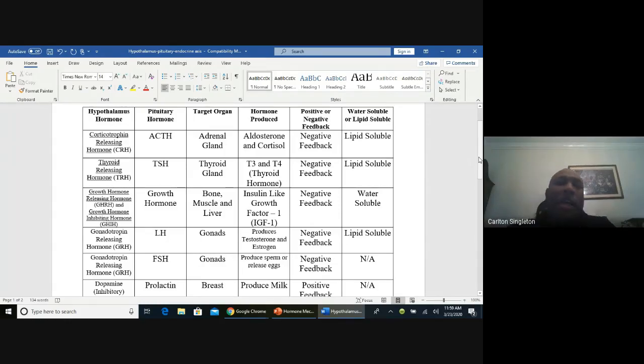The way I would handle studying or preparing, I would just learn the lipid soluble ones. There's only 6 of them: aldosterone, cortisol, the sex hormones, and thyroid hormones. That's it. You know those, you're good to go. Everybody else will be water soluble.